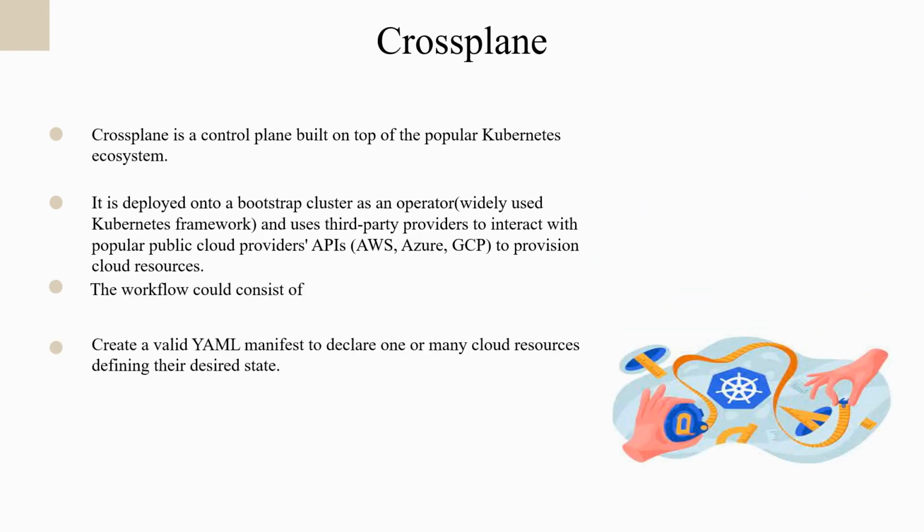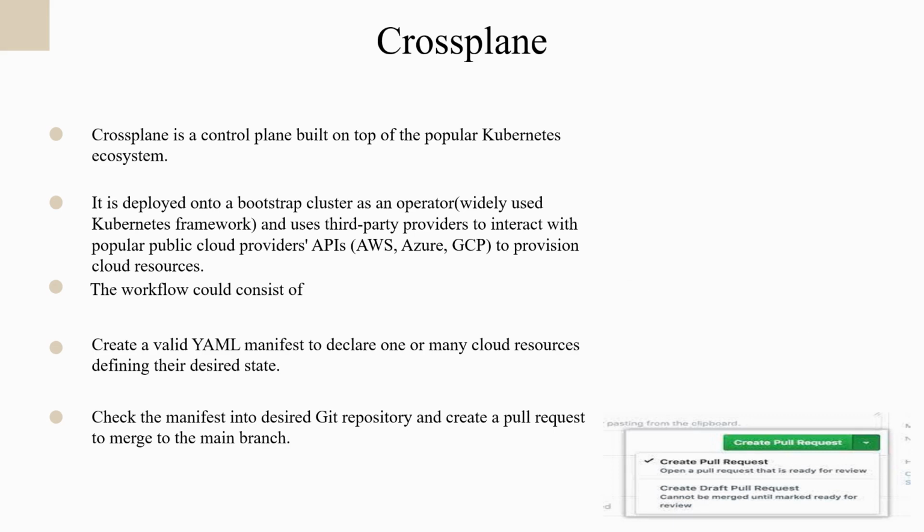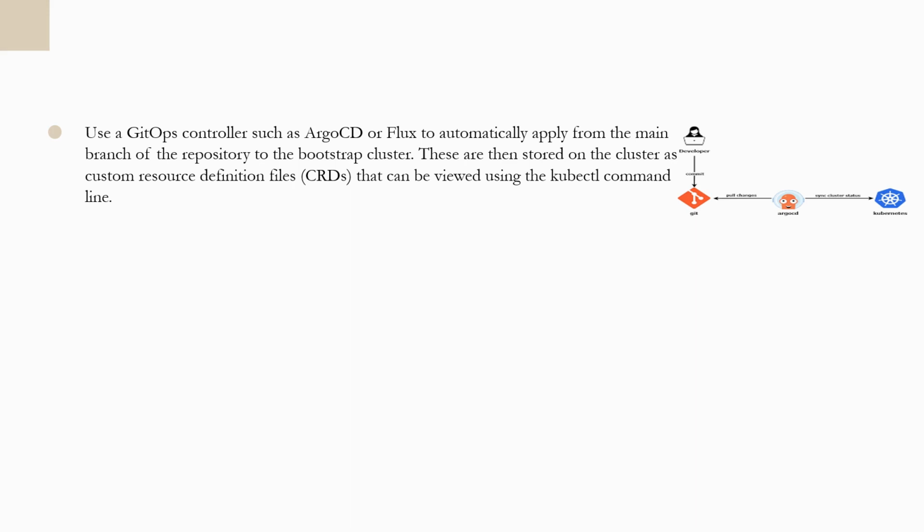The workflow could consist of, first, create a valid YAML manifest to declare one or many cloud resources, defining their desired state. Check the manifest into the desired repository and create a pull request. Use a GitOps controller such as Argo CD or Flux to automatically apply from the main branch of the repository to the bootstrap cluster. These are then stored on the cluster as custom resource definition files, otherwise known as CRDs, that can be viewed using the kubectl command line.